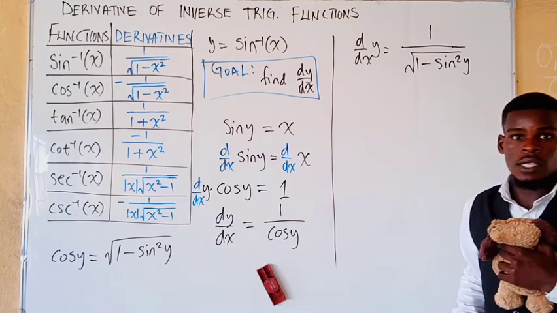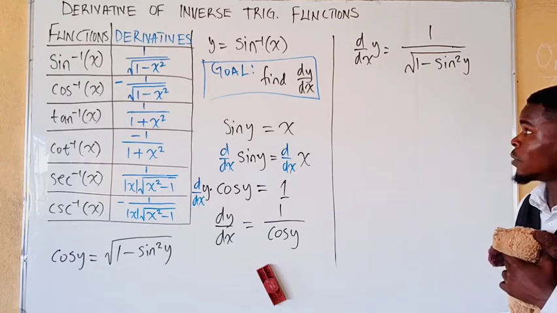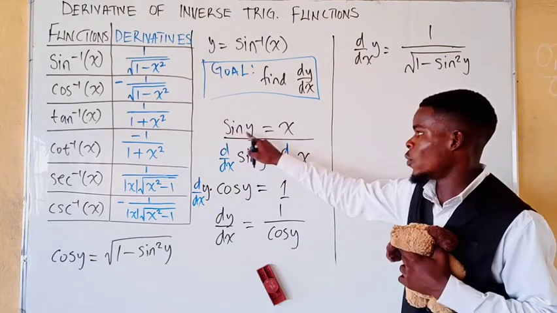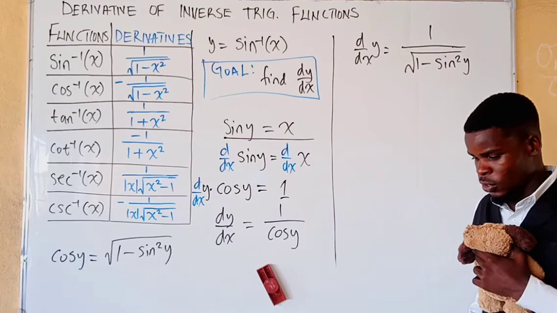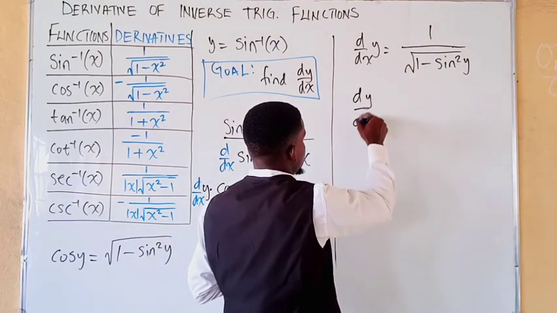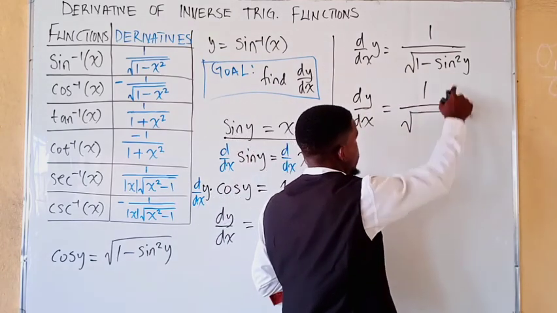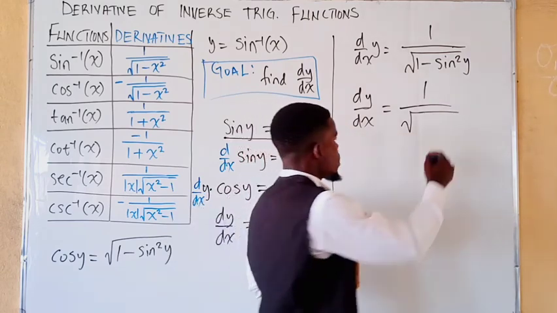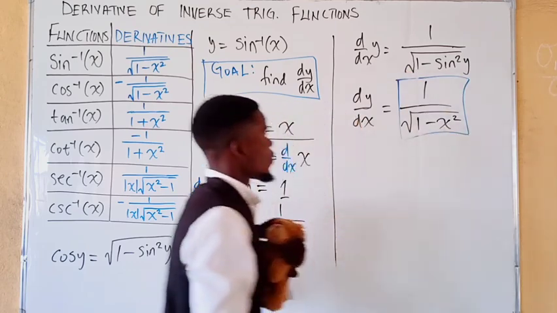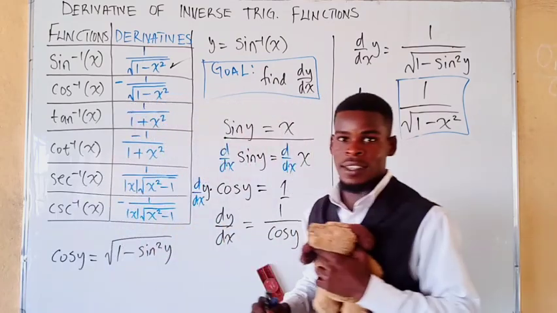We are not done yet because this is still a function of y. From the earlier equation, sine y is equal to x, so in place of sine y, I put x. Then dy/dx is 1 divided by the square root of 1 minus x squared. This is a function in terms of x, which satisfies the first function that we have.